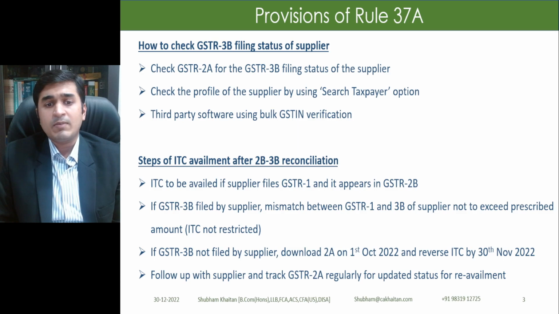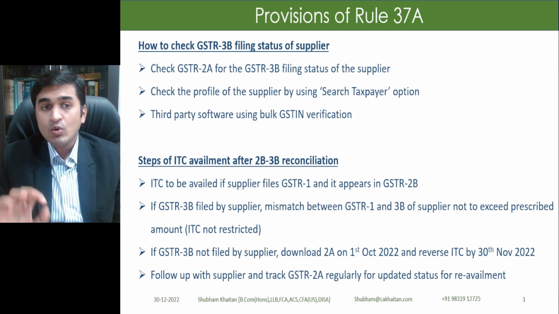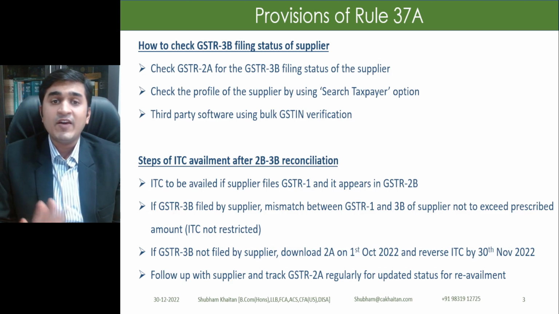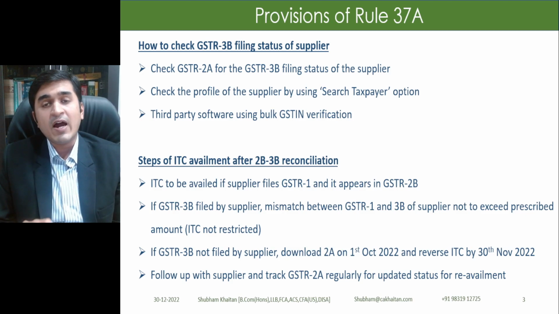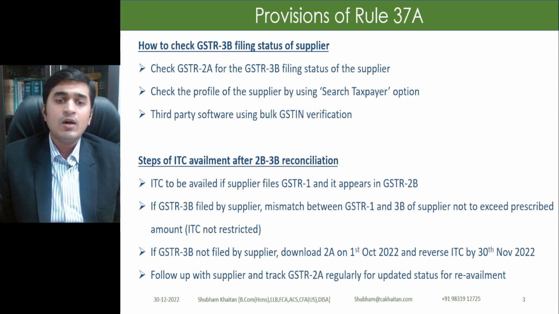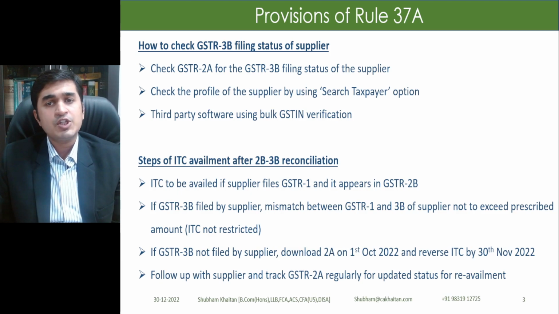If GSTR 3B is not furnished by the supplier, then he needs to download GSTR 2A on 1st October, because he has to look at the option till 30th September whether 3B has been furnished. So he needs to download GSTR 2A from his portal for the entire year, let's say 22-23. He will download 2A. In whichever cases the supplier has not furnished his GSTR 3B, in that case he needs to reverse that ITC by 30th November. That means in his GSTR 3B he would be reversing it.